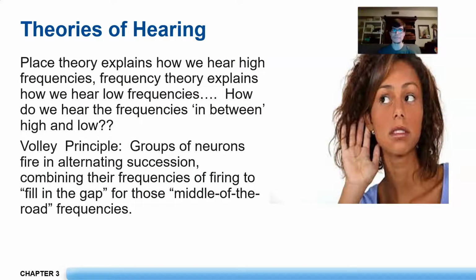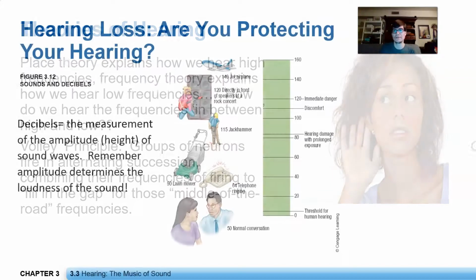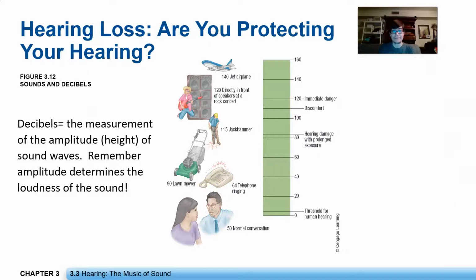And then we have the volley principle. And essentially, what the volley principle does is it takes a little information from place theory, a little information from frequency theory, and it helps to explain the middle ground. So I always think of kind of a volley going back and forth. It takes the information going back and forth to kind of fill in the gaps for that middle of the road hearing.